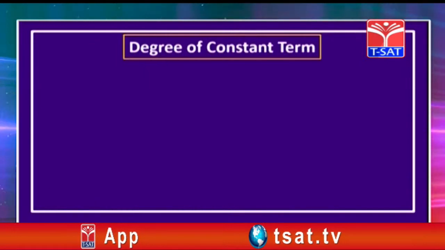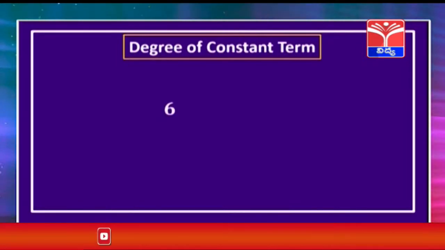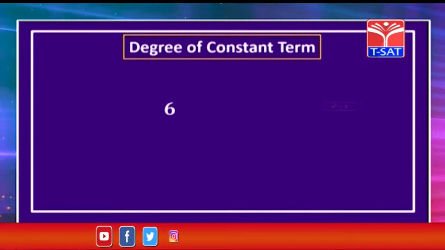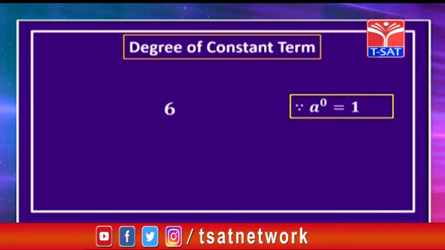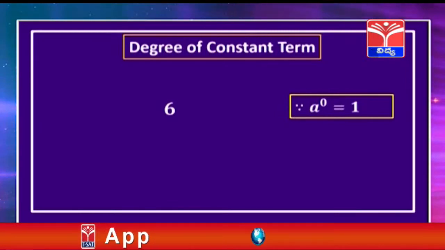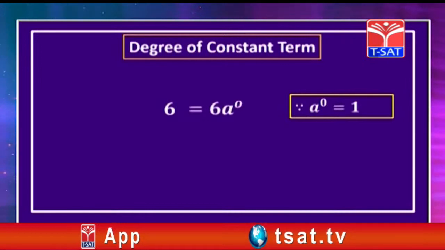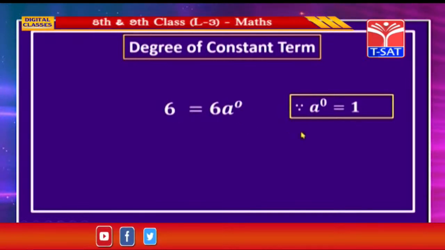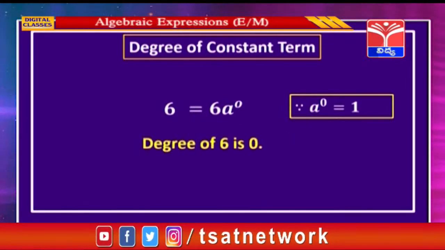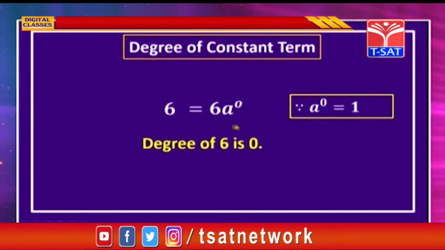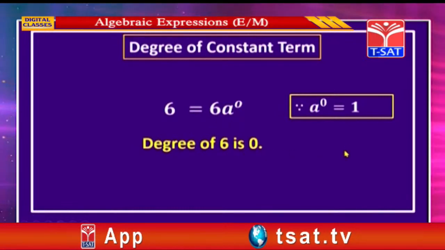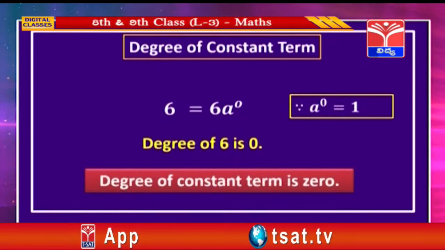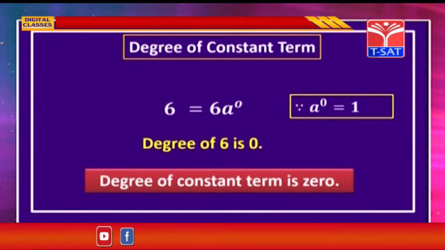Now let us see the degree of a constant term. Consider 6, it's a number, right? A constant. We have already learnt the laws of exponents. In that we have seen a power 0 is always 1, isn't it, children? Now 6 can be written as 6a power 0, because a power 0 is 1, and 6 into 1 gives you back 6 only. Here the degree of 6 is the exponent of this variable a, children, which is 0. Therefore the degree of 6 is 0.